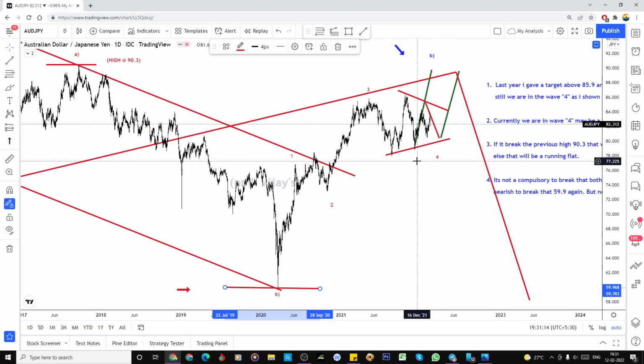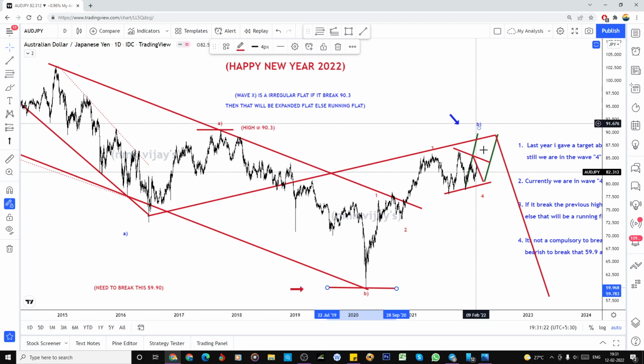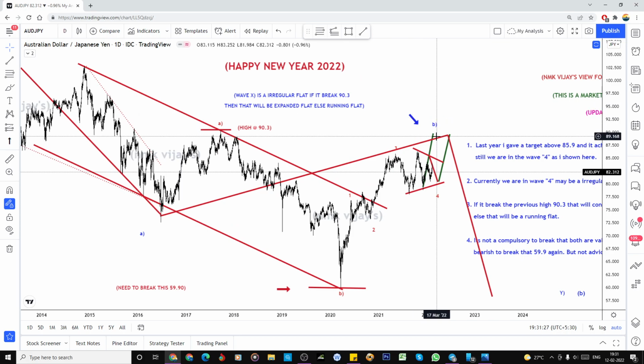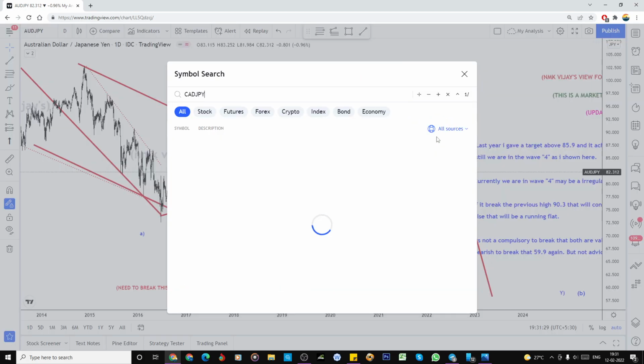But for this, we have to place the stop loss here, 77. And if you enter at 82, that is just a 500 pip stop loss, and for the 90 it is nearly 800 pips. So you have to work that out for the money management with the risk reward. So let's move on to CAD JPY.